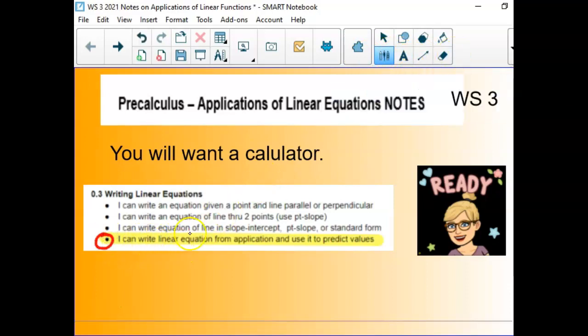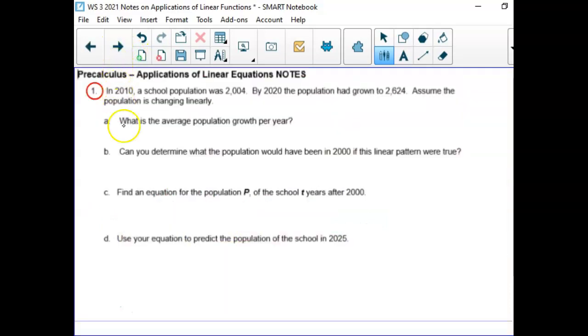Okay. I can write a linear equation from an application. So we're just really revisiting today. We're just doing word problems. So this is worksheet 3. And we're going to do number 1 quick.